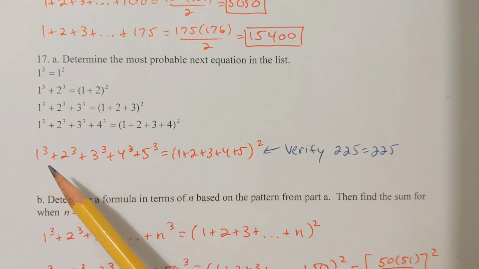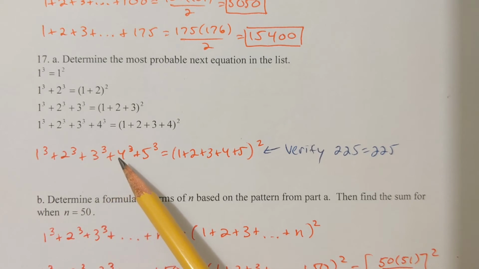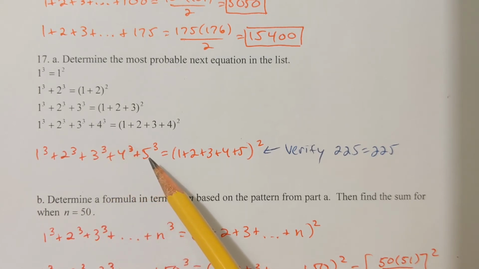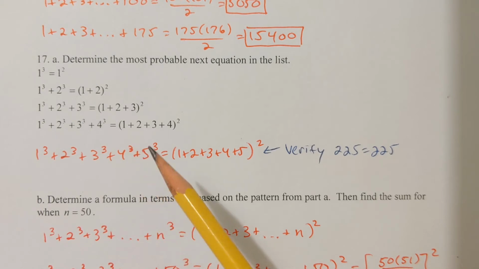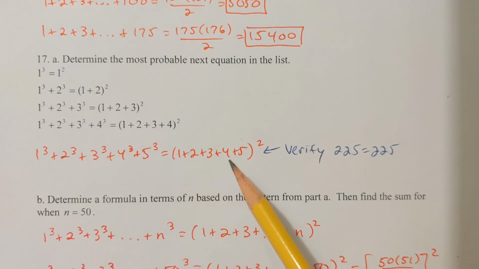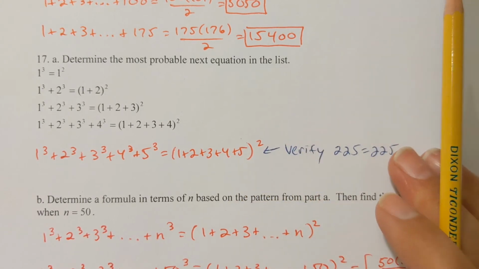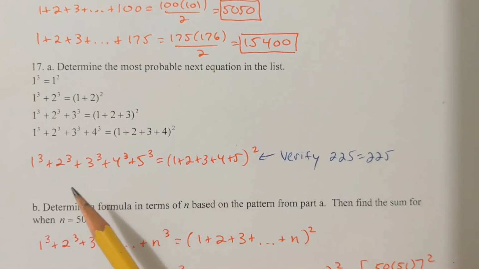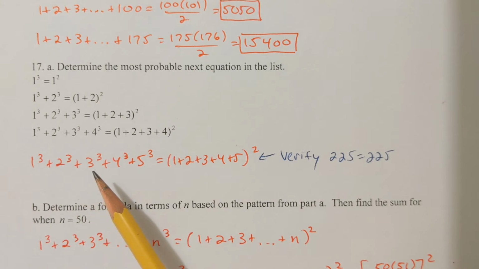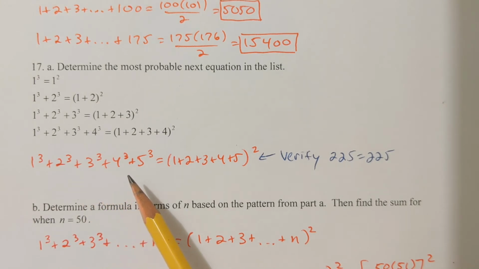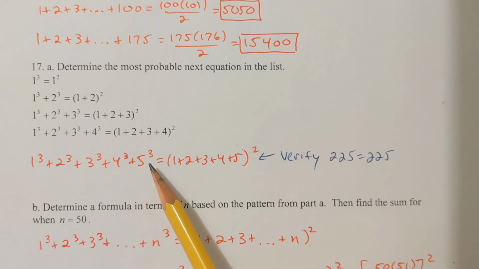Well, if I take 1 cubed plus 2 cubed plus 3 cubed plus 4 cubed, it looks like I'm just adding the next counting number, which would be 5, and then cubed. That should be 1 plus 2 plus 3 plus 4 plus 5 squared. And again, let me verify that that is correct. 1 plus 8 plus 27 plus 64 plus 5 cubed, 5 times 5 times 5 is 125.